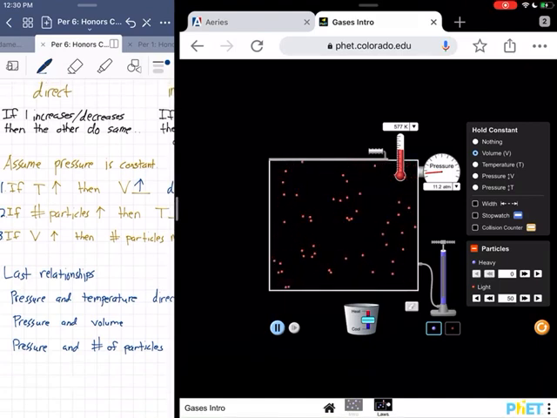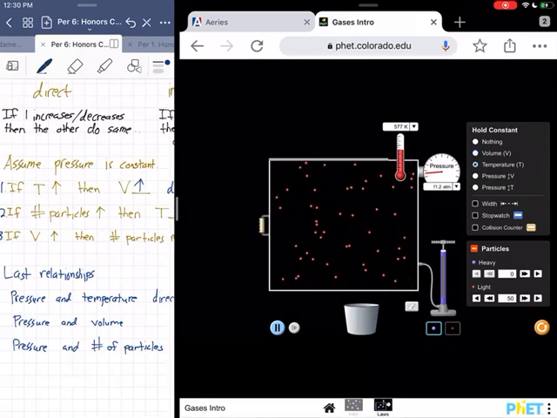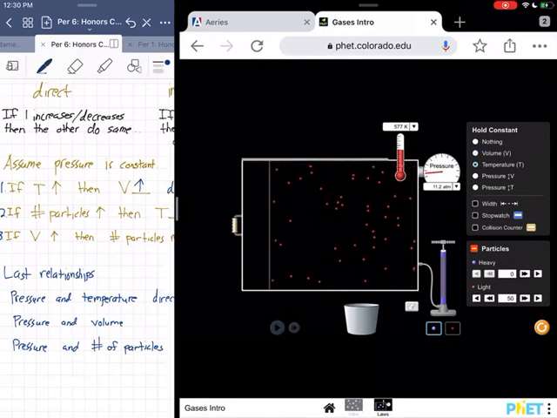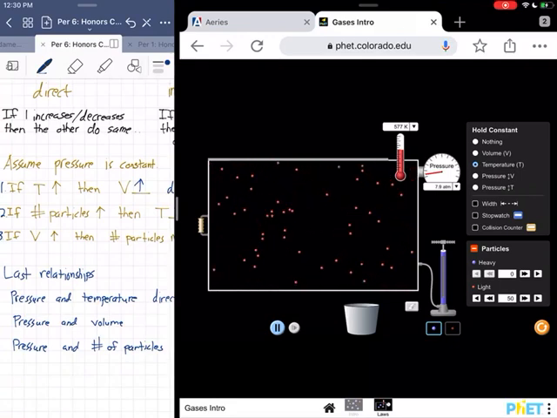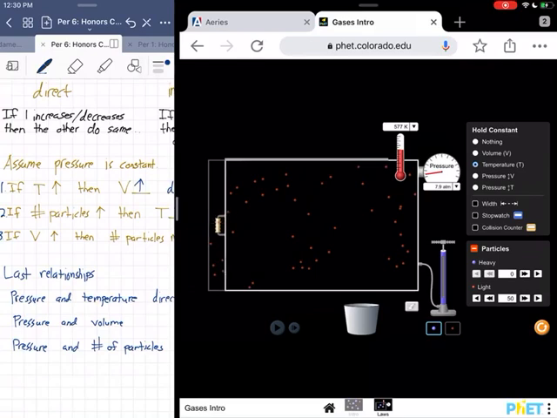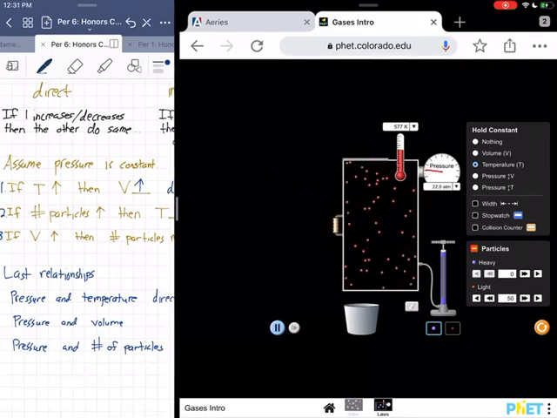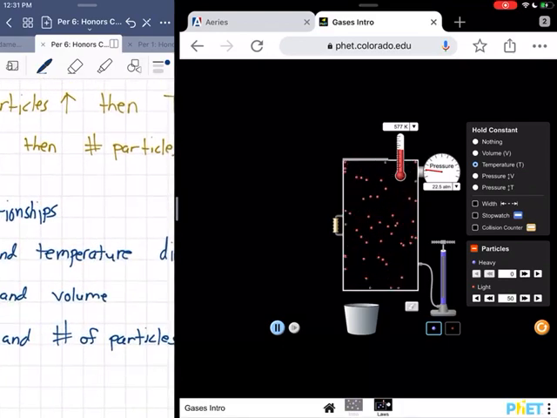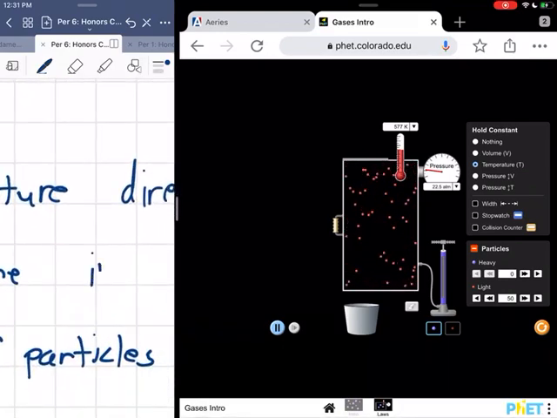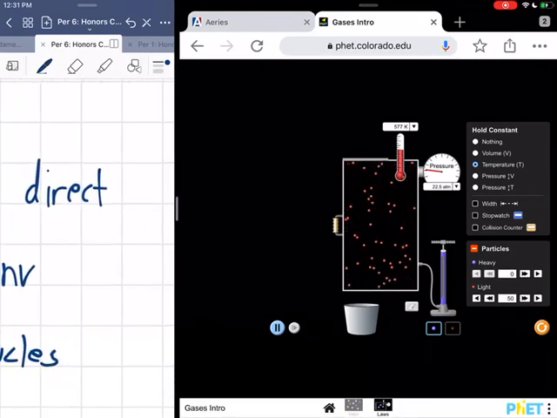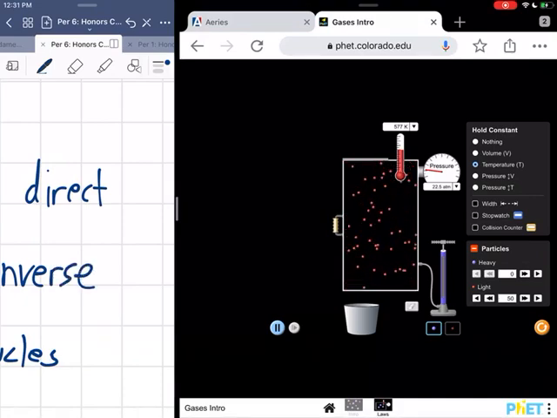Let's see what happens when pressure and volume are compared. Let's hold temperature constant. What happens to my pressure if my volume is increased? My pressure is then decreased. Let's go ahead and close up the volume. Let's make the volume smaller, and my pressure is increased. So these ones have an inverse relationship.